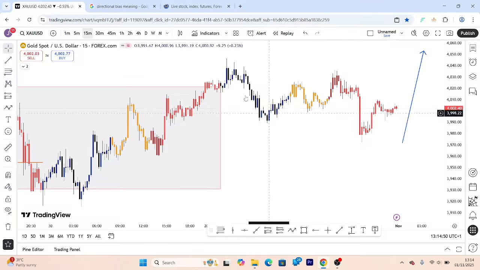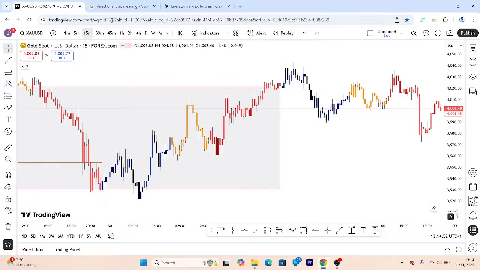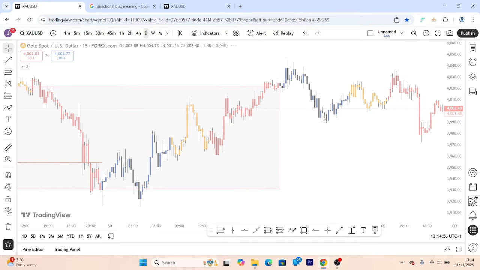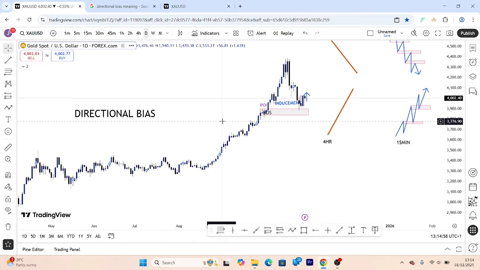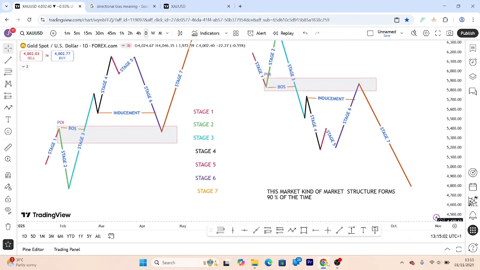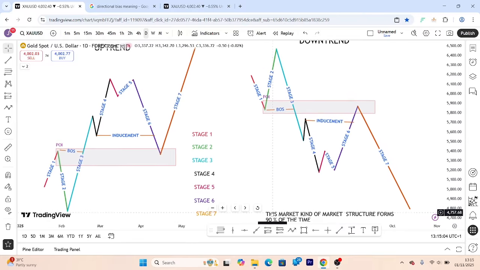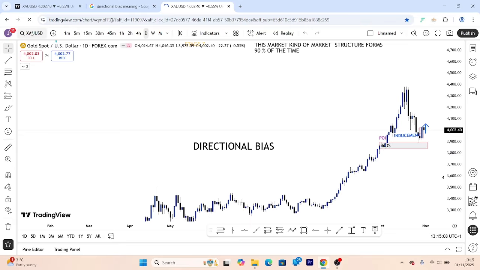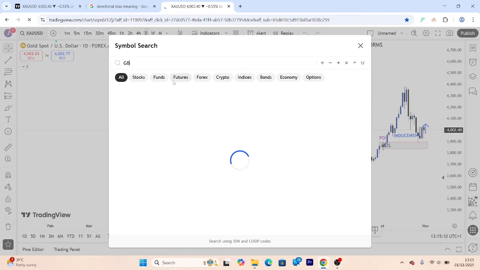So with this knowledge, let's go to another pair and see how we can apply this knowledge. Let's go to another pair. And so let's go to GBPUSD.